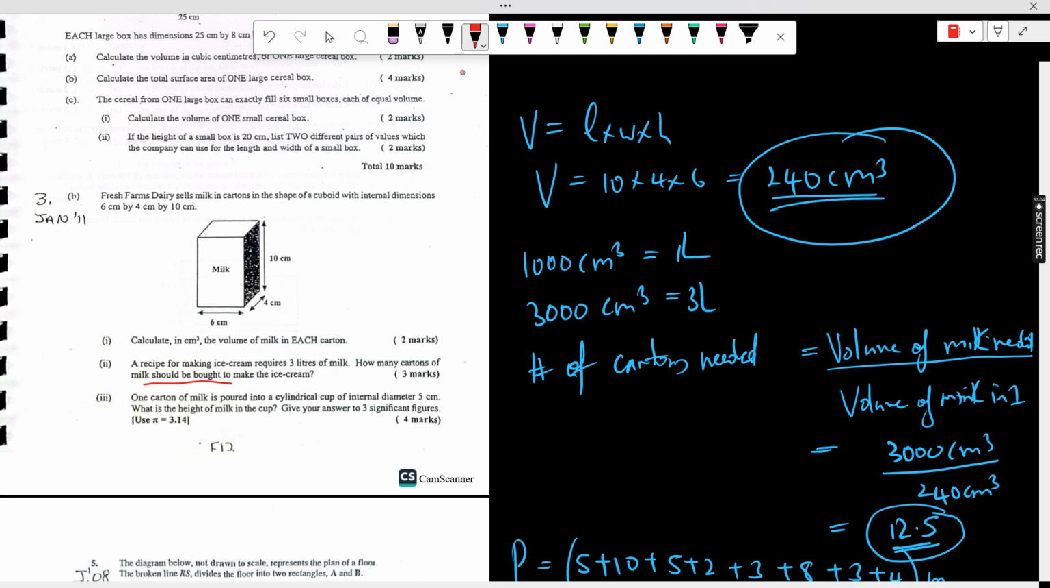One carton of milk is poured into a cylindrical cup of internal diameter 5 centimeters. What is the height of milk in the cup? Give your answer to three significant figures.